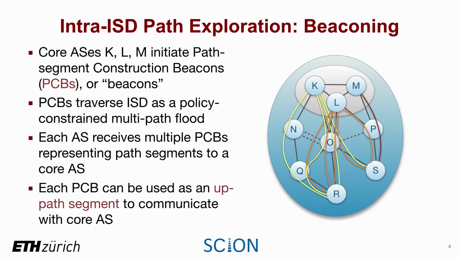Essentially, each AS receives multiple of these PCB messages that represent path segments up to a core AS. Each PCB can then be used as what we call an up path segment. As it's depicted, the paths are traversed from the bottom up towards the core ASs in order to communicate with the core AS. So essentially, the beacon will contain enough information for any AS to send a packet to one of these core ASs.